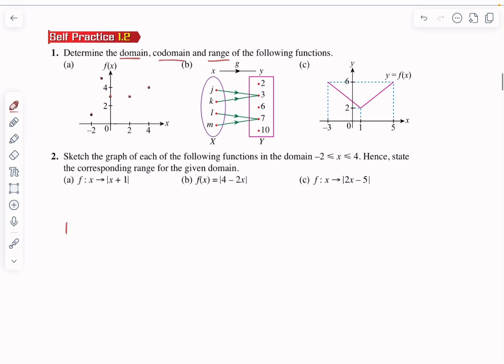So the domain would be the x values of all these coordinates. So the first one is -2. Second one here is -1. Third one is 0. Fourth one is 2. And the fifth one is 4.